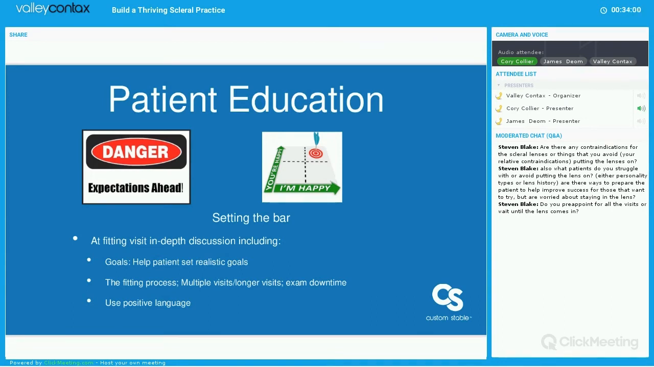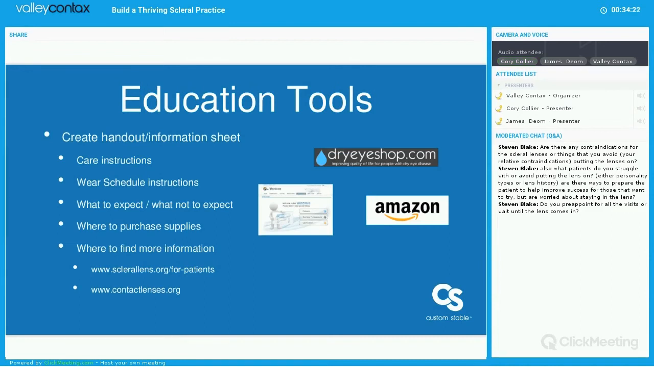And see if you can achieve those goals. And again, just expectations as far as fitting process, multiple visits, long visits, and using positive language, like Dr. Deom was saying. This is a journey, we're moving towards goals that we both think are important for you, and really being accountable in that: have we met those goals, and how can we continue to work to meet those goals in the future.